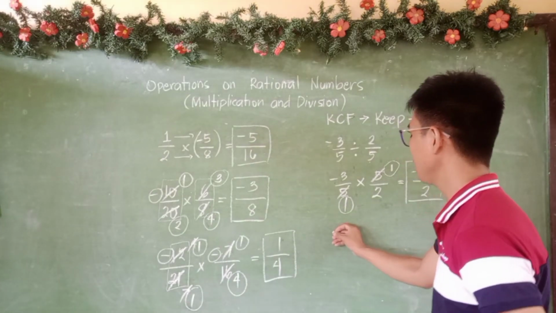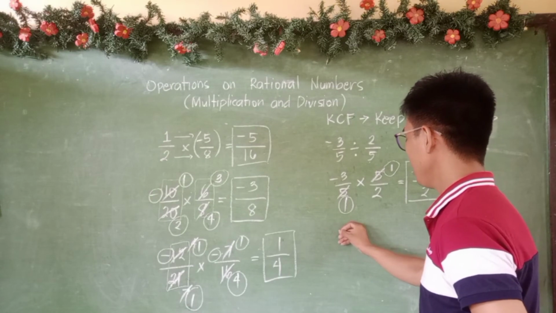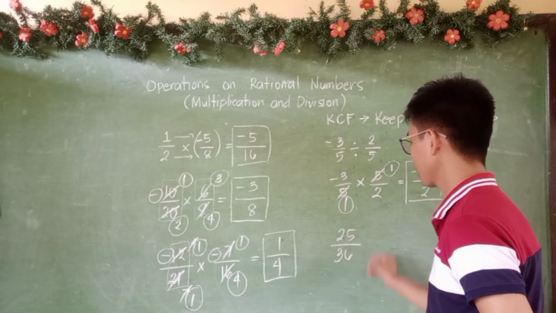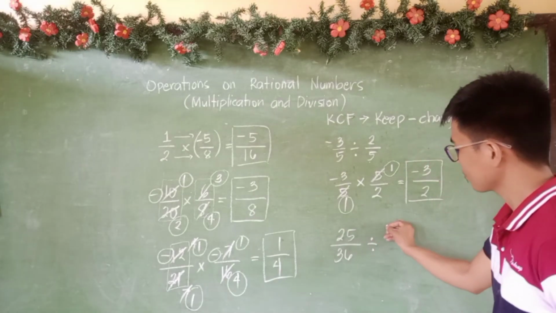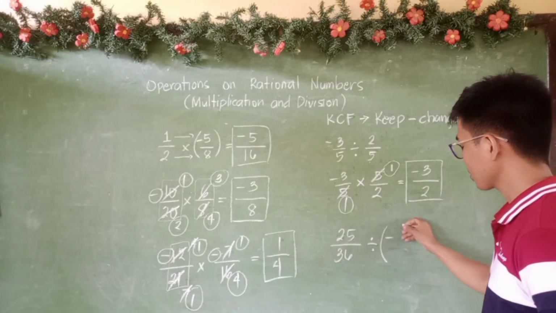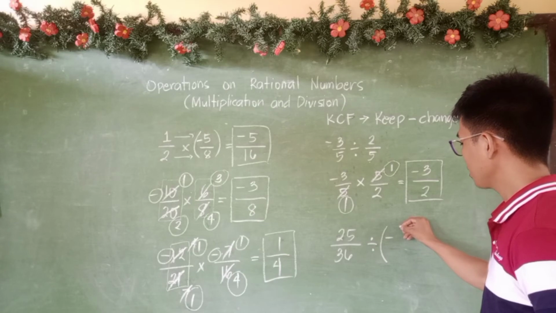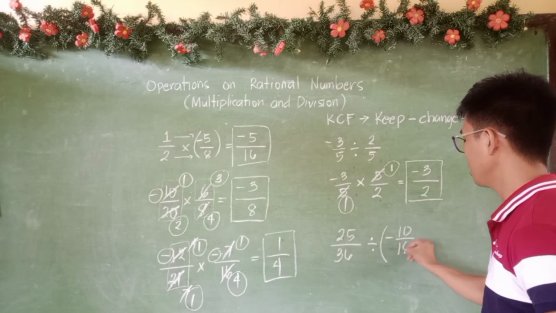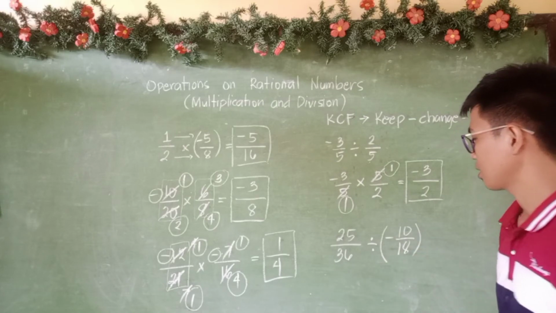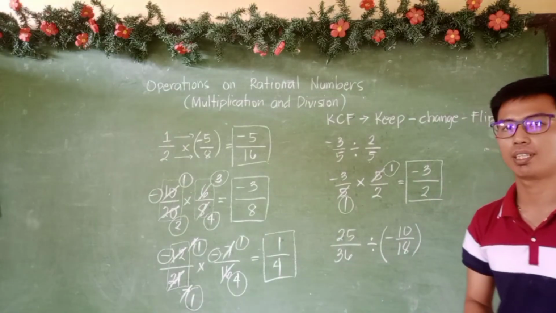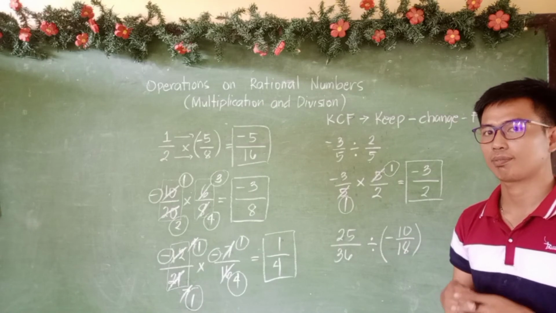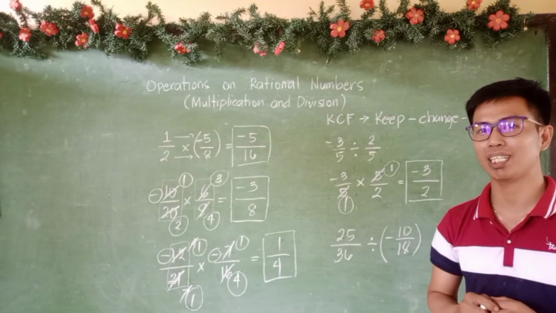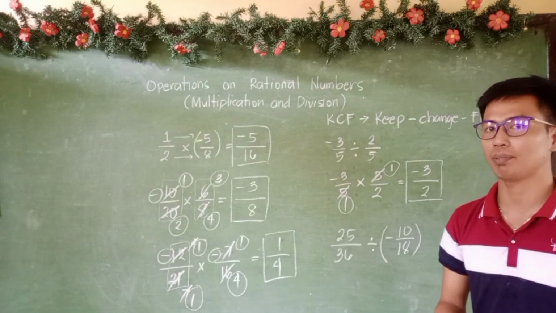So let's say we have 25 over 36 divided by negative 10 over 18. So negative 10 over 18. Using the keep, change, flip, or the KCF method, so yun muna yung una natin gagawin.